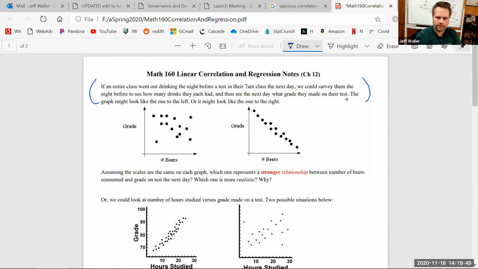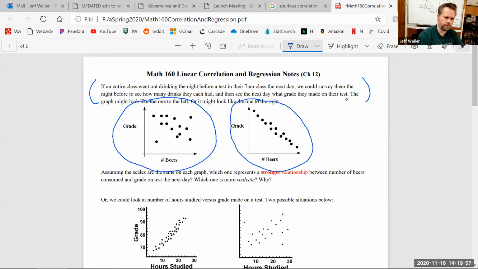Everybody with me? Everybody read that? So which one of these is probably more close to real life? The first one or the second one? The first one. Yeah, right? Real life probably wouldn't have it marching quite this perfectly, right? But both of these have a downward trend, right?